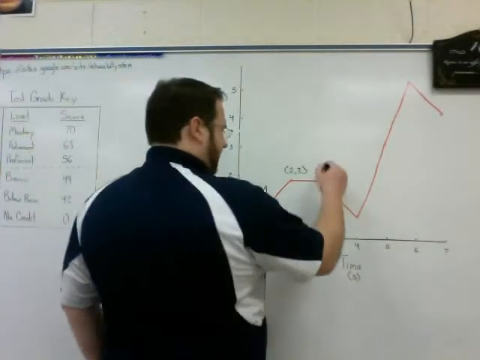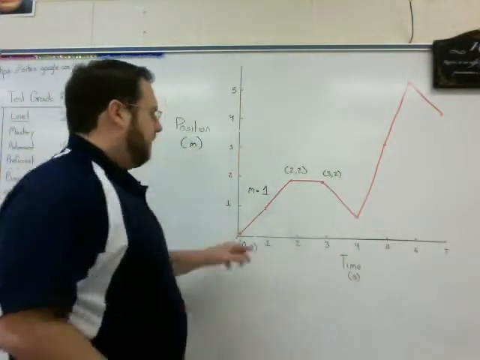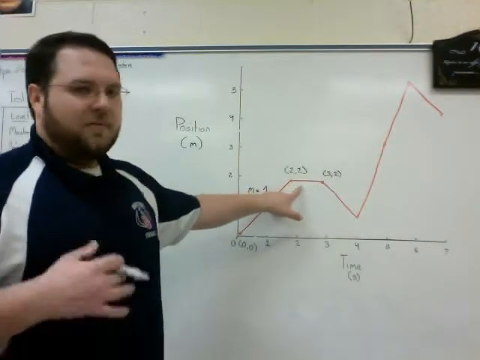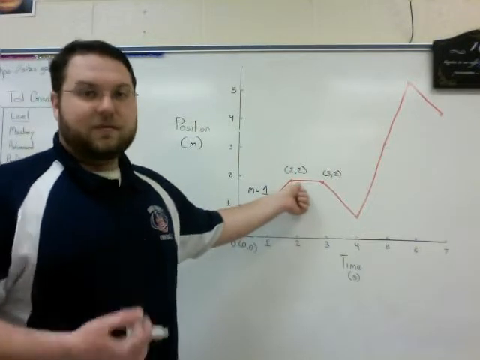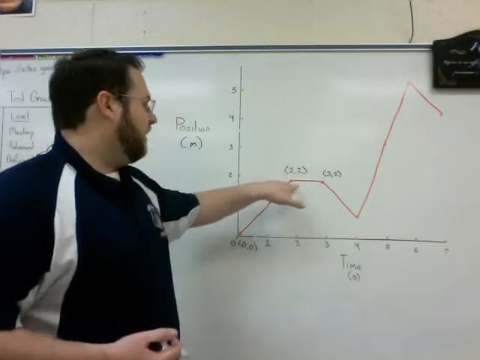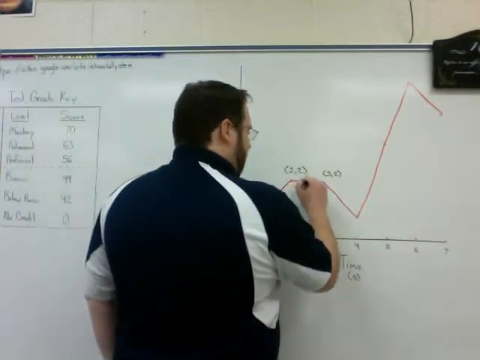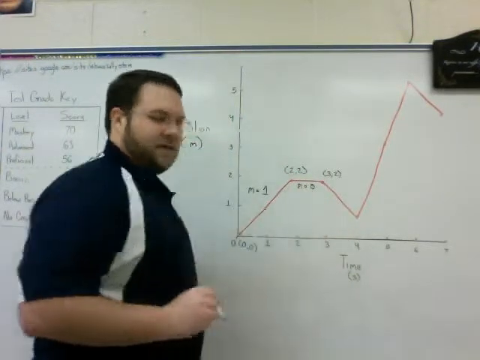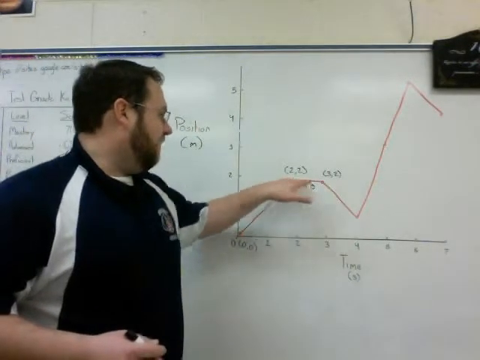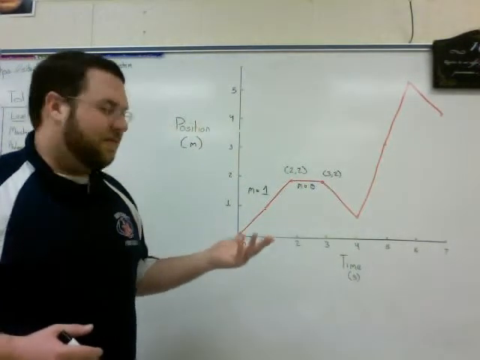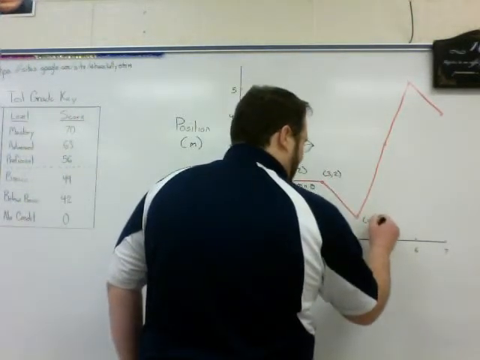I can do the same thing over here. For this part over here, we can calculate the slope. The change in y is 0, the change in x is 1, 0 divided by 1 is 0, or we can just remember that anything that's flat like that has a slope of 0. So here the speed of the object is 0. The object is not moving at this point, and when something's not moving, it doesn't have a speed. We can do the same thing for all the points on here.